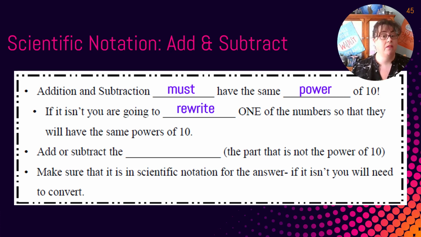And if they aren't, we're going to rewrite one of them so that they are in the same power of 10. And that can get a little bit confusing, so make sure you pay close attention when we get to those problems. And then we're going to add and subtract the factors. That is the part that's not the power of 10. So you're just going to add and subtract those parts. And then we're going to make sure that our number is in scientific notation for the answer. And if it isn't, we're going to need to convert it until it is.